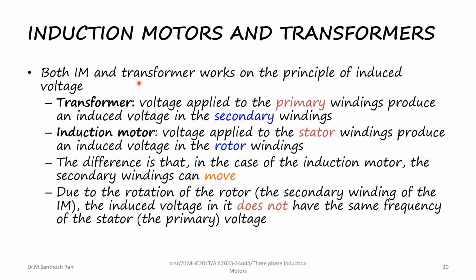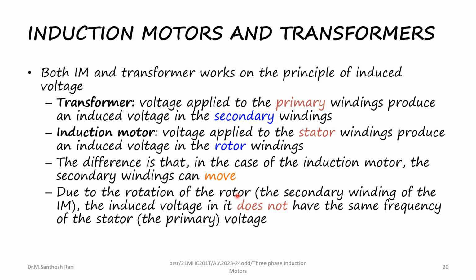Both induction motors and transformers work on the principle of induced voltage. In a transformer, when voltage is applied to the primary winding, it produces an induced voltage in the secondary winding. Similarly, in an induction motor, when voltage is applied to the stator windings, it produces an induced voltage in the rotor windings. The difference is that in the case of an induction motor, the secondary winding or the rotor can move, but in the case of a transformer, the secondary winding does not move.